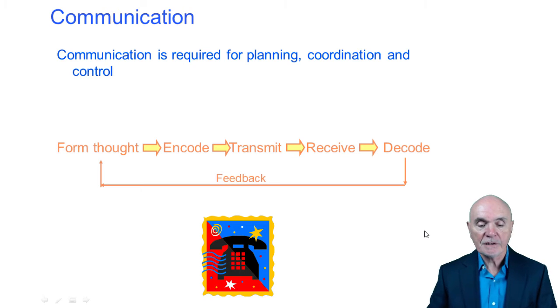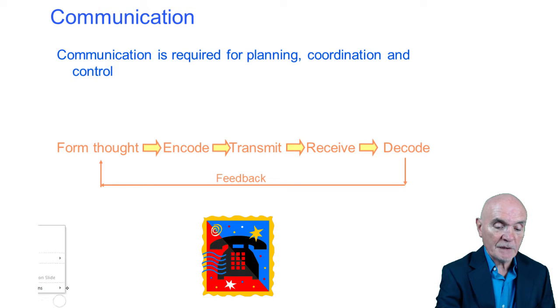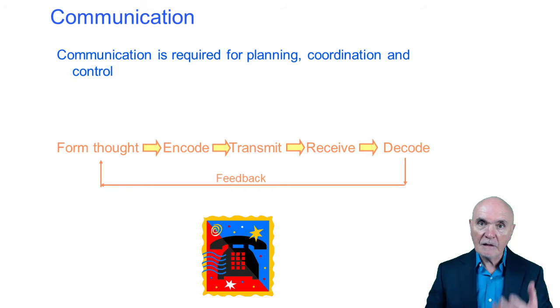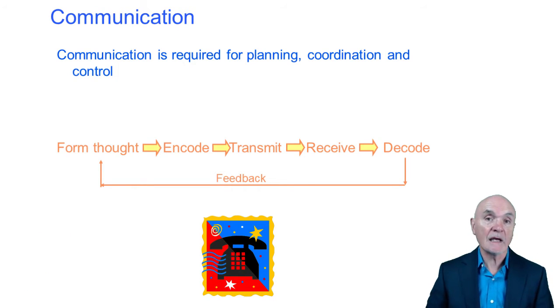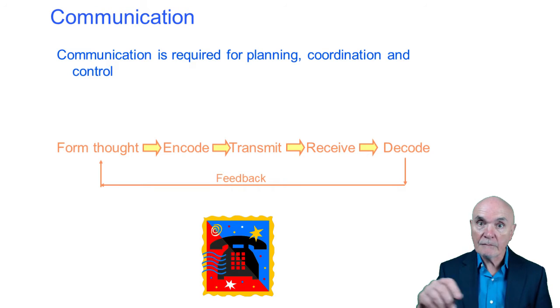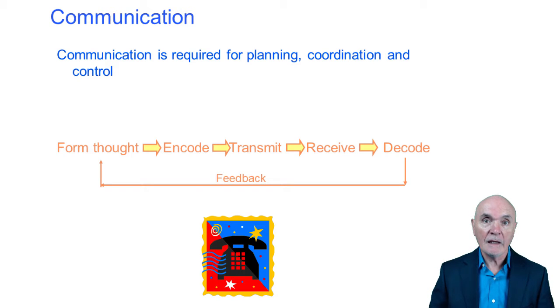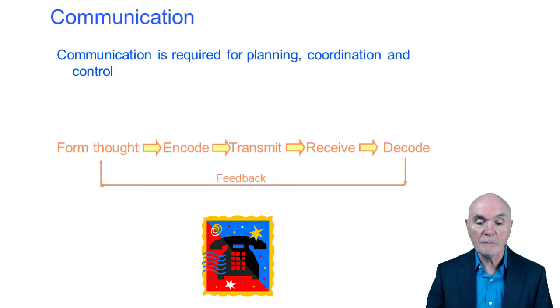Now, the pattern of communication can be broken down as follows. First of all, you form the thought. So when I'm speaking to you, I am thinking, what needs to be said, what do I want to say. I encode it, and in this case, the encoding is producing speech. Of course, communication can be written, and encoding would then be writing. Communication can be graphical, it could be through a film, and again, the encoding would be the mechanism by which you capture the images.